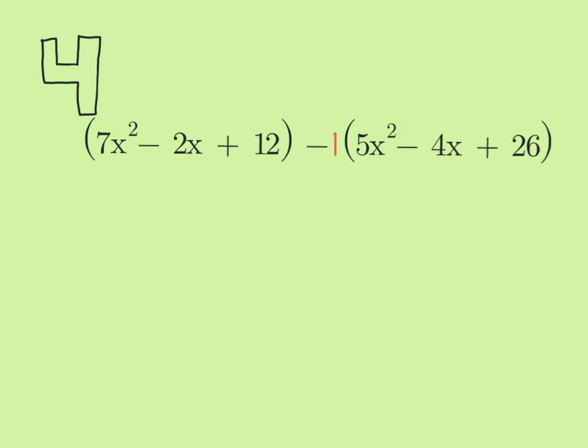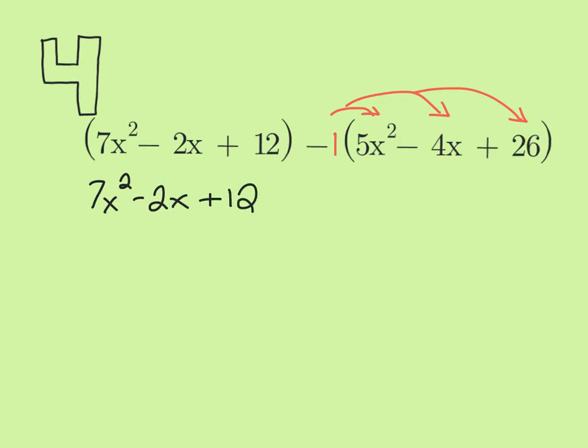And actually, since it's minus 1, this is saying I need to take negative 1 times everything in the second set of parentheses. So what I'm going to end up doing is distributing negative 1 to all three terms in this trinomial. I'm just going to rewrite this first trinomial, 7x squared minus 2x plus 12. And now I'm going to do the multiplication.